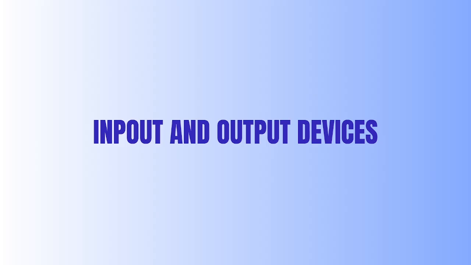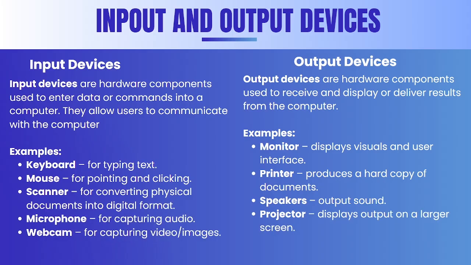Input and output devices. Input devices are hardware components used to enter data or commands into a computer. They allow users to communicate with the computer. Examples: keyboard for typing, mouse for pointing and clicking, scanner for converting physical document into digital format, microphone for capturing audio, webcam for capturing video or images.